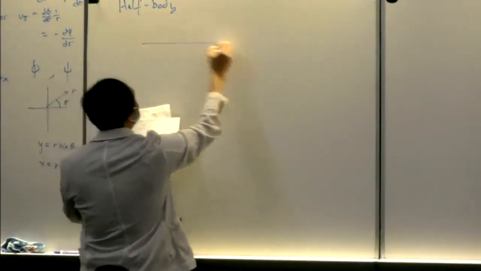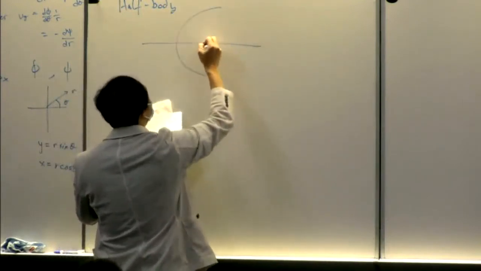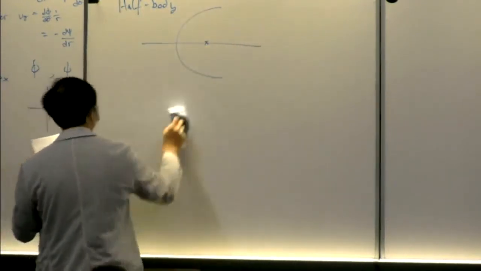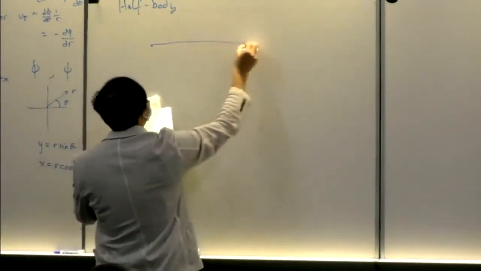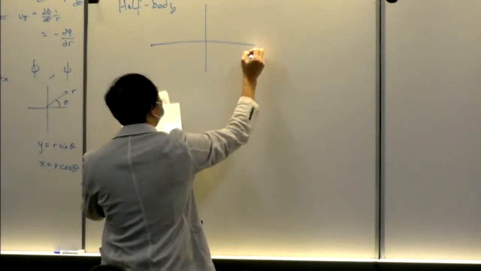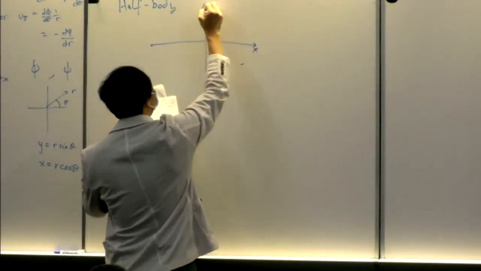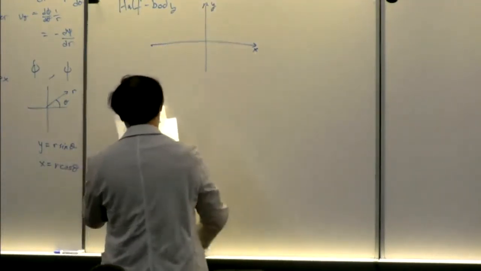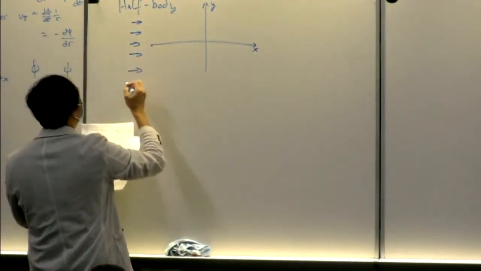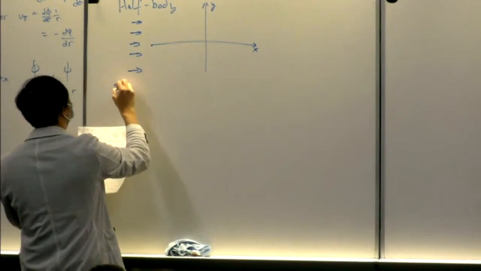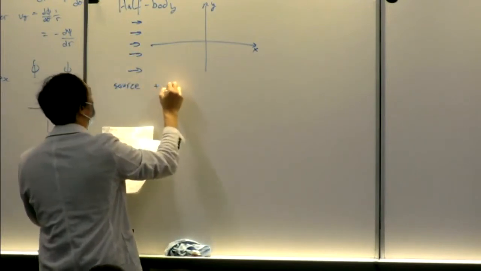So it looked like this. I should go draw the axes first. Okay, so the half body, and I was pleased that some people did try to work out the details of how we did this last time, and that's important because you will need to have the details on the quiz. So half body is the sum of a source plus uniform stream.